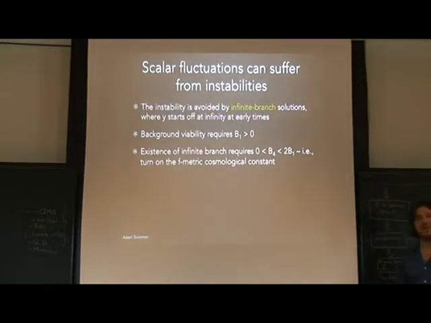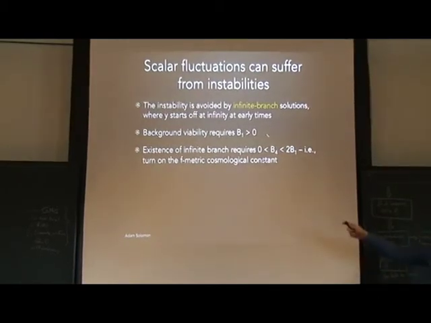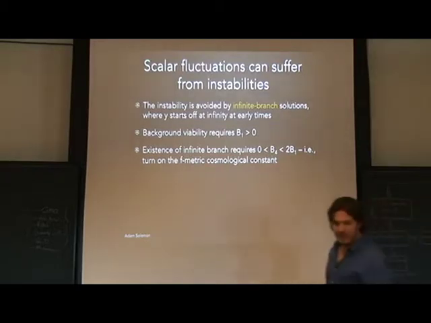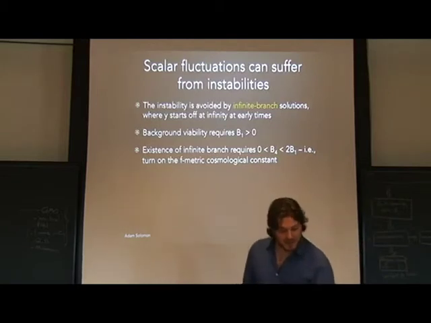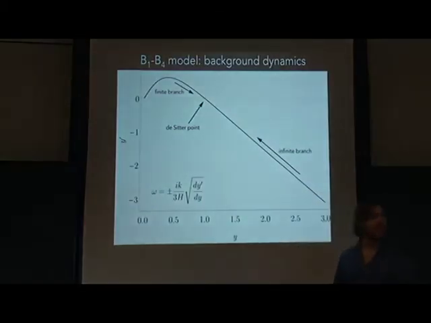Because small y is the issue, you might very well think, and you'd be right, that these infinite branch models, where y starts off at infinity and then goes to a finite value, would be a lot better. So these infinite branch solutions are in fact stable. We found that. There's only one very specific set of parameters which will give you an infinite branch solution. That's if you turn on beta 1 greater than 0 for background viability, and turn on the f-metric cosmological constant. It's a funny combination of parameters, and it's got to be between 0 and 2 beta 1. And as long as you're on the infinite branch, then you can have stable perturbations at all times.